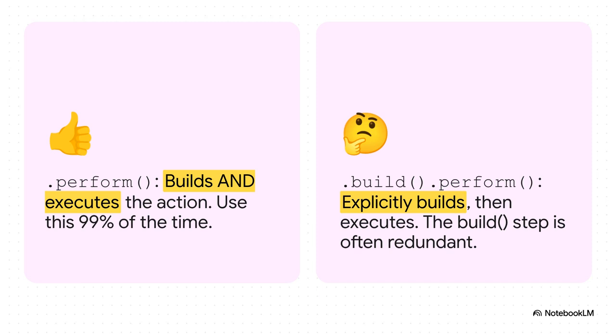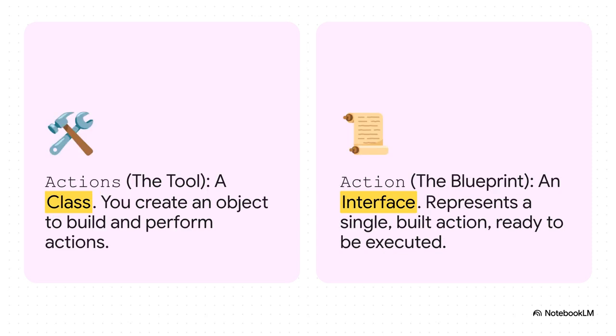.perform does everything. It builds the action and executes it. That's why you are going to use it 99% of the time. The .build method is really only for very advanced cases where you want to assemble a complex action now, but maybe run it later. For your everyday work, just stick with .perform. And that brings us to another subtle but really important difference.